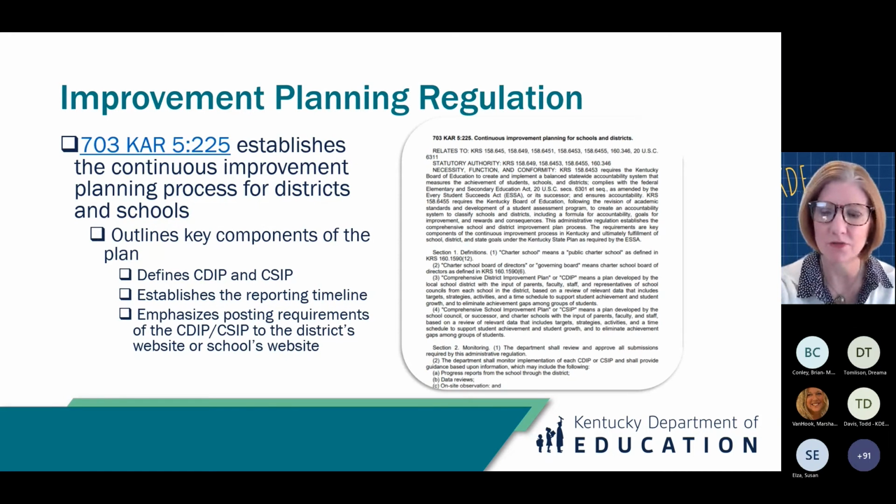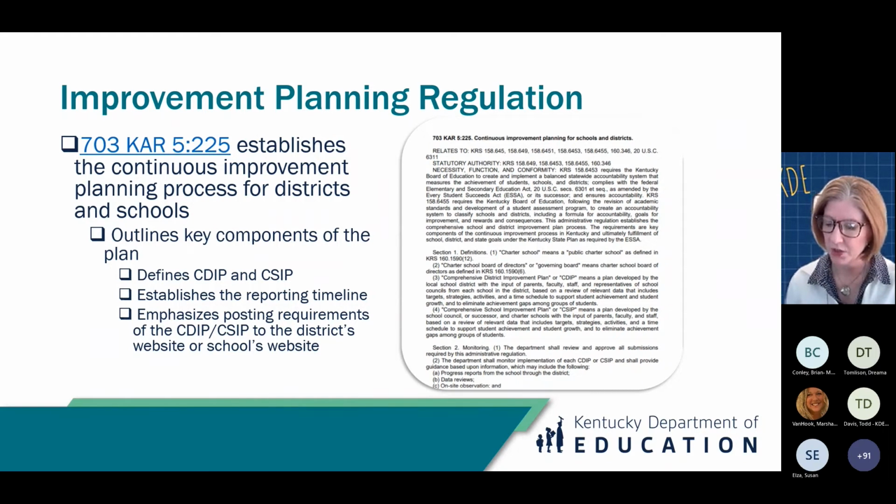So I like to start off with just referencing the regulation that our improvement planning process is driven by. So 703 KAR 5:225 really establishes that continuous improvement planning process for both districts and schools. In that regulation, it does outline the key components of the plan, and part of that is the definitions.